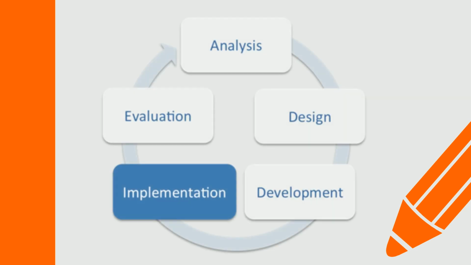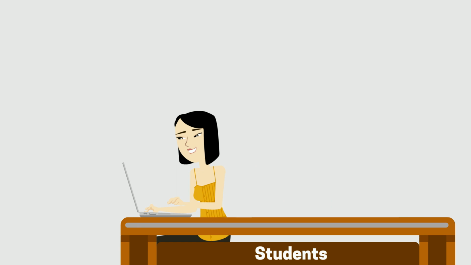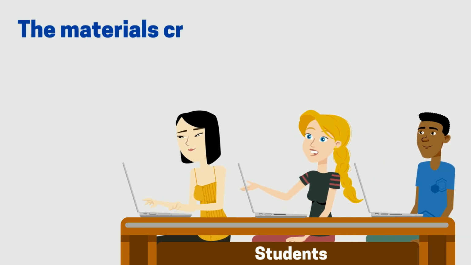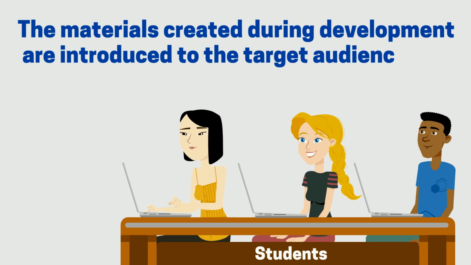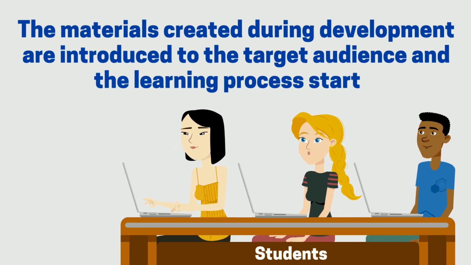The fourth phase of the ADDIE model is implementation. The beginning of implementation marks the first time the target audience interacts with your course. During this stage, the materials created during development are introduced to the target audience and the learning process starts.